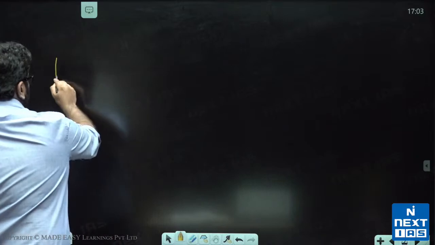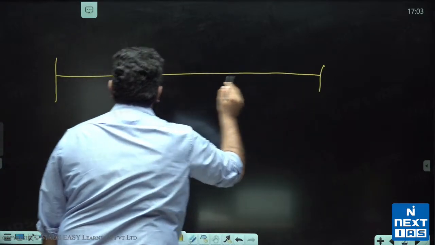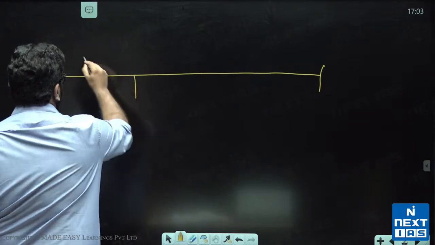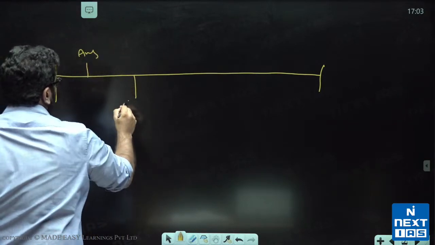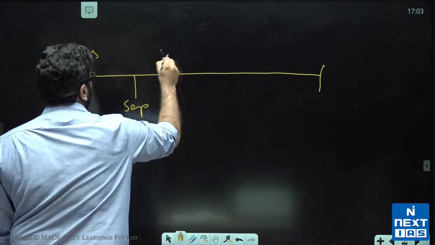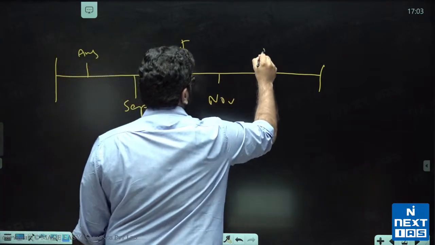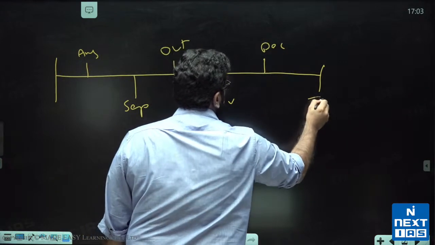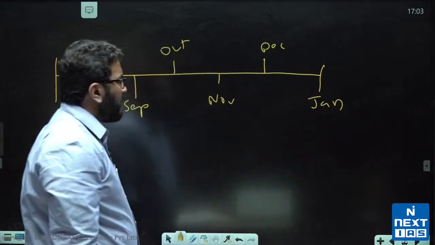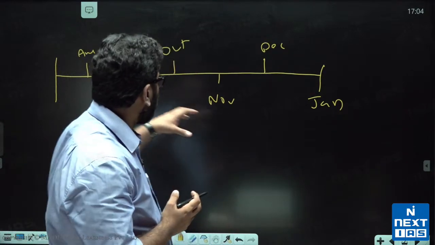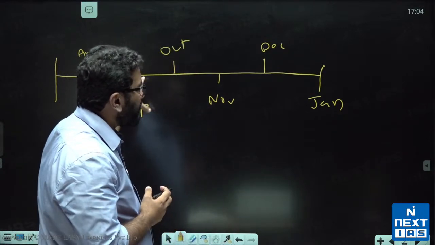Now, if I have to plot this on a particular timeline, right? We have 15 days or 20 days of August, we have September, we have October, we have November, we have December and January, right? Now, this is one phase, and this is an important phase, and this is a phase where we will be looking at how to effectively plan for mains.